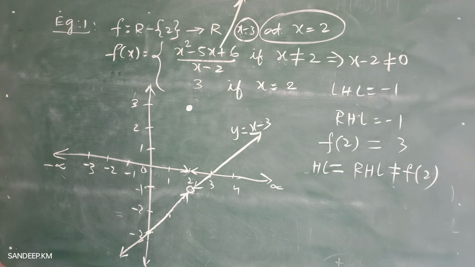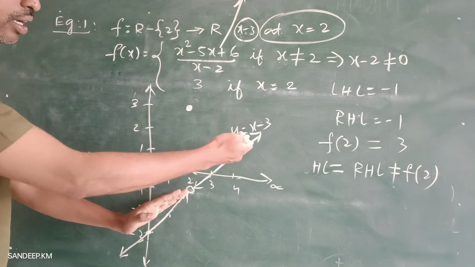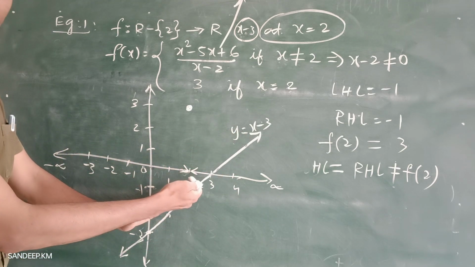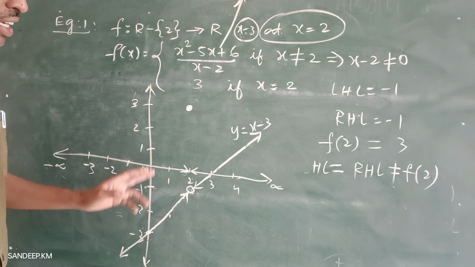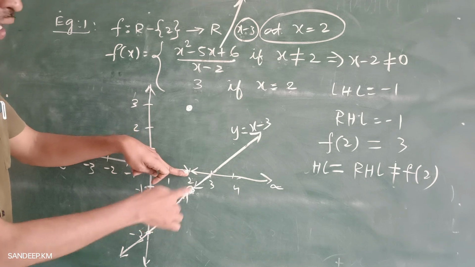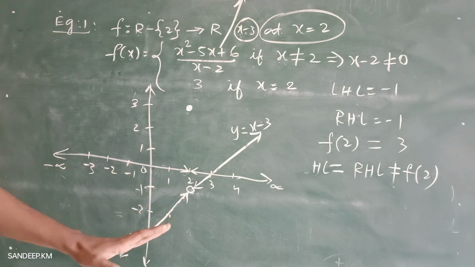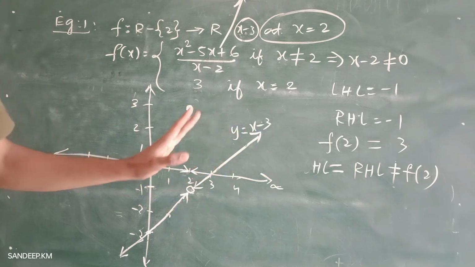Are you understanding this? See, the function is trying to become minus 1 from the left side, and it is trying to become minus 1 from the right side also, when the input is approaching 2. But when the input is suddenly 2, the function does not become minus 1, it becomes some other number, 3. So LHL is equal to RHL but not equal to the value of the function in this example.